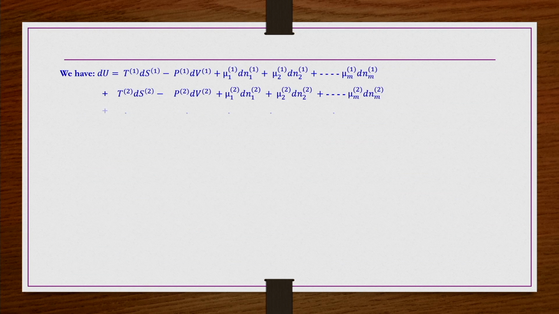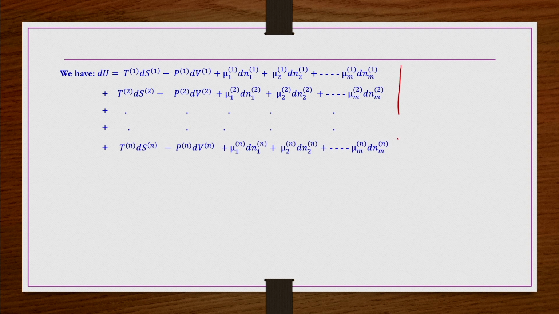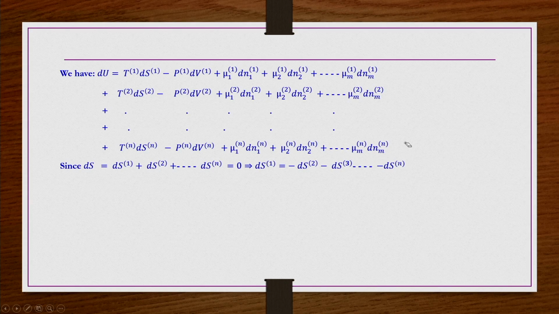Whatever du we have written previously is this one. This is the du relation that we wrote in the expanded form previously, without eliminating ds1, dv1, etc. Now, what we do: we have the relation ds is equal to 0, and ds is nothing but ds1 plus ds2 and so on, plus dsn. So, from here we can write ds1 is equal to minus ds2 minus ds3 and so on, minus dsn.